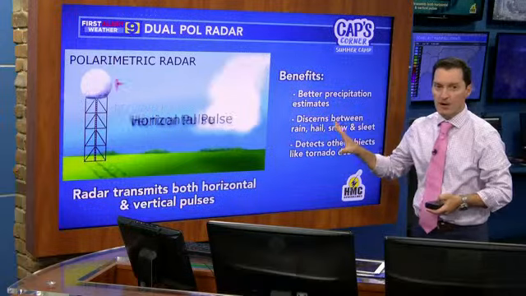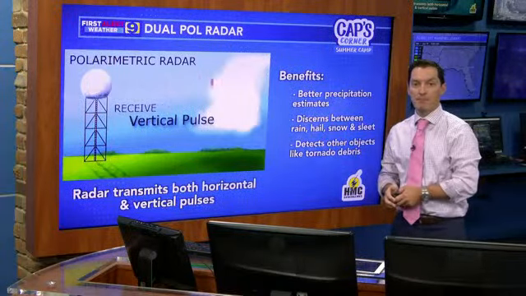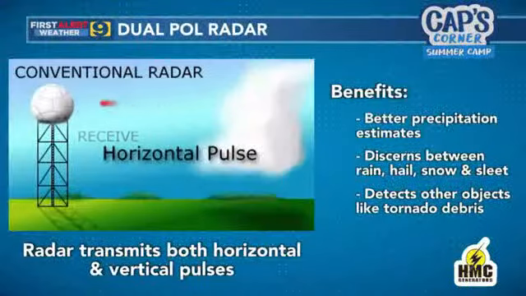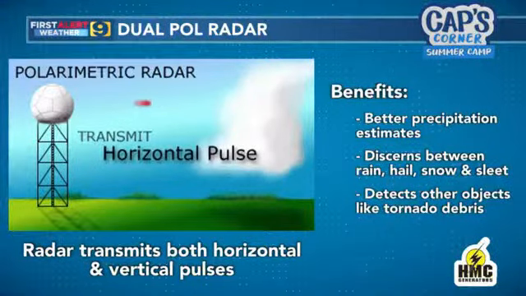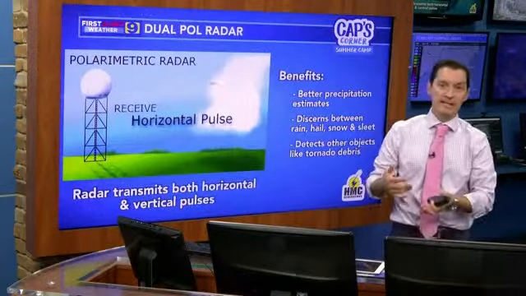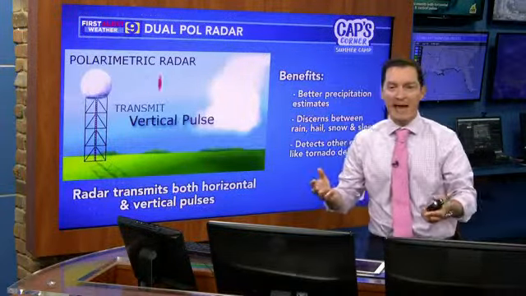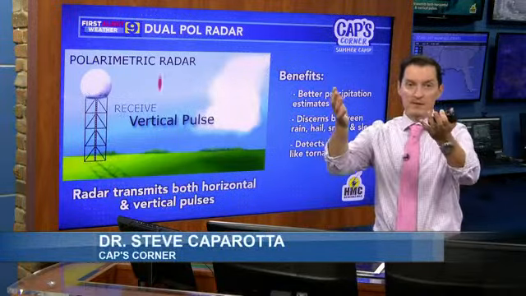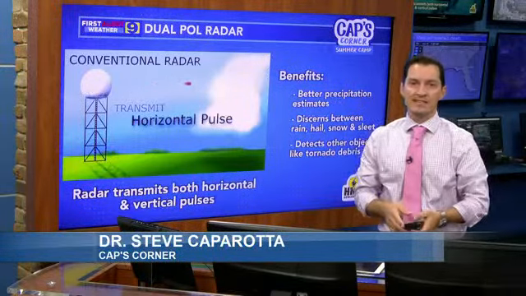Dual pole also helps us detect whether there might be debris that's been lifted up into the sky by a tornado. So as a tornado moves along the ground, it might knock down some trees, tree limbs, whatever is in its path, and it'll sometimes pick up some of that debris, loft it up into the sky.